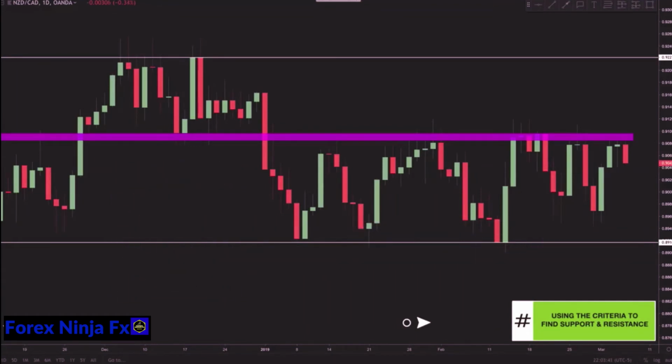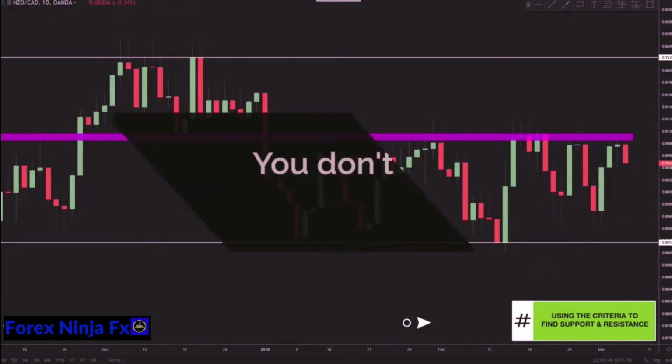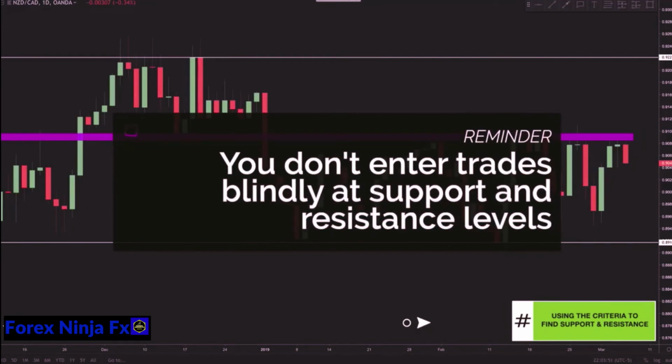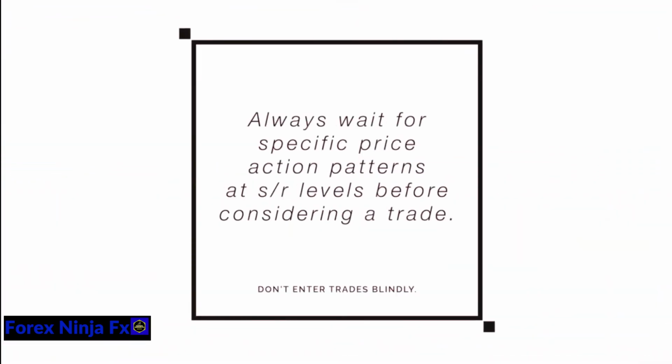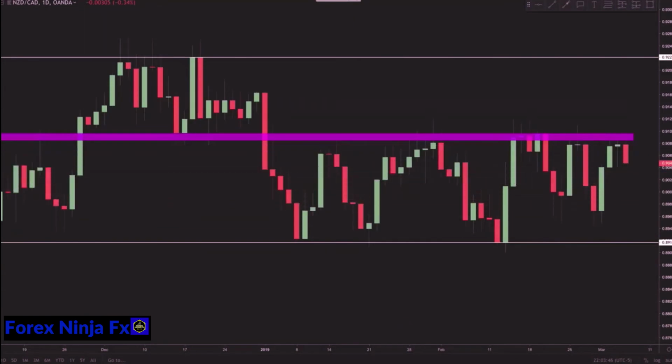So there are other minor levels in between, but again, for this video, we want to keep things simple and focus on the key levels first. Again, as a reminder, just drawing in support and resistance levels does not mean you take trades blindly once price gets to these levels. You always need to wait and look for price action patterns. So let's do this again on another pair.